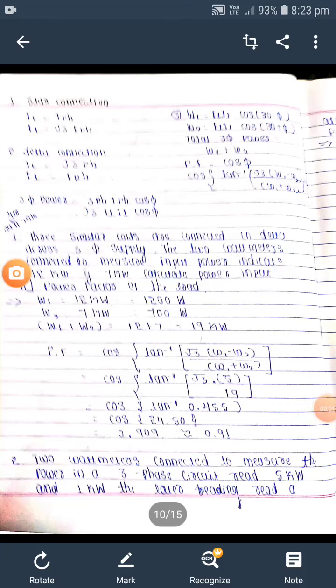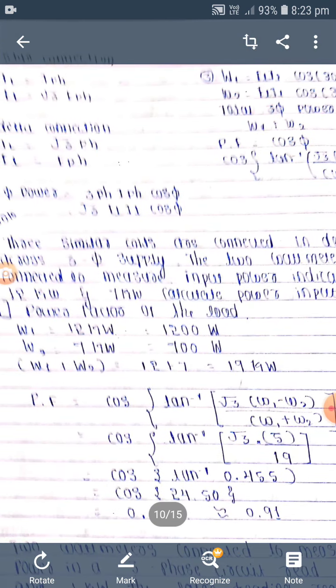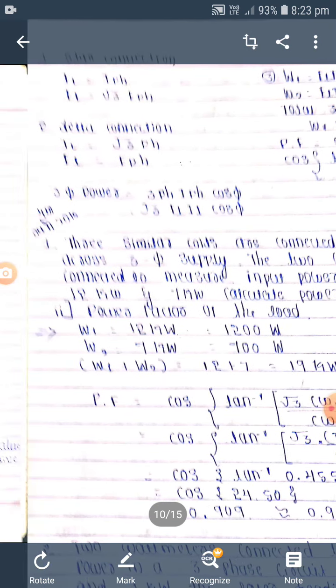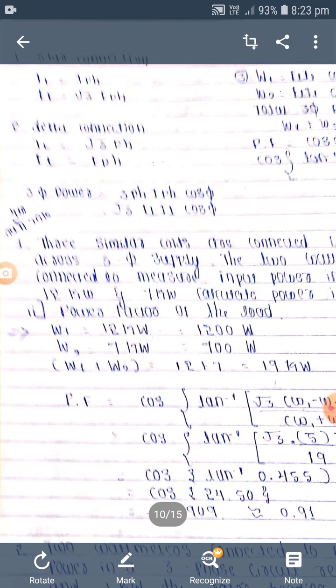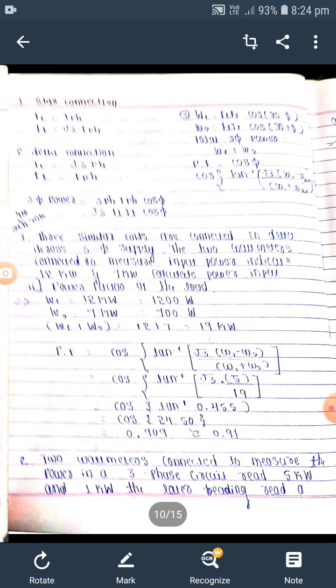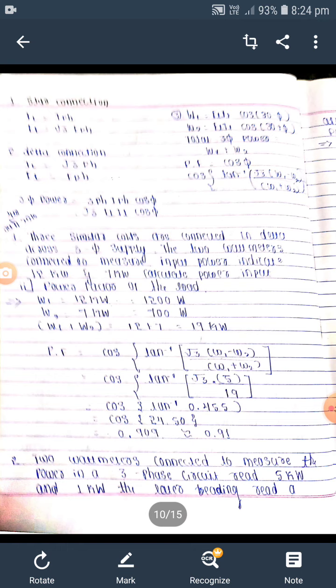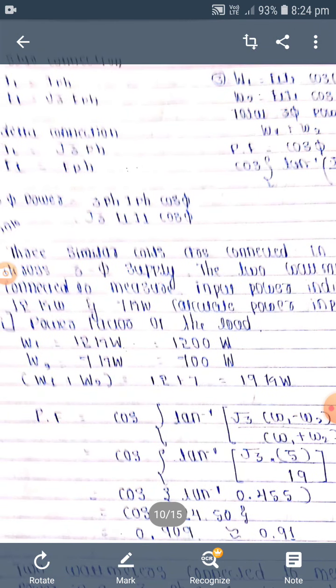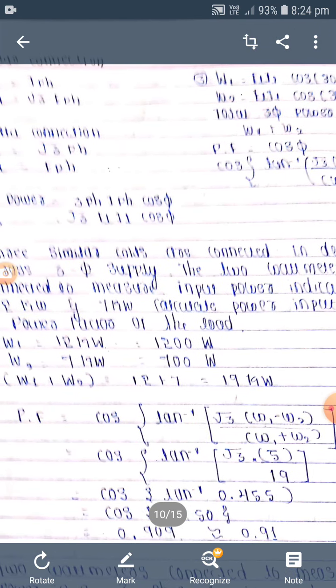Now let us look into the problems on three-phase circuit. When you want to solve the problems on three-phase circuit, you need to remember the following formulas. Always in the star connected load, that is IL equal to I phase, then EL equal to root 3 times of E phase.